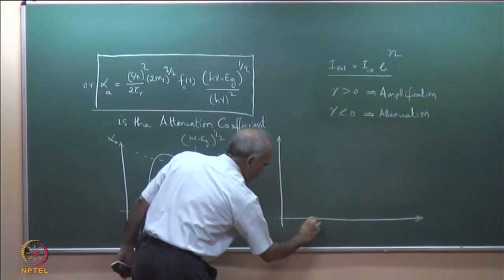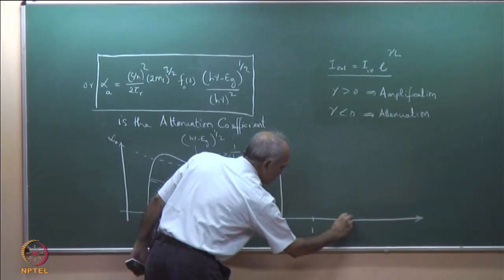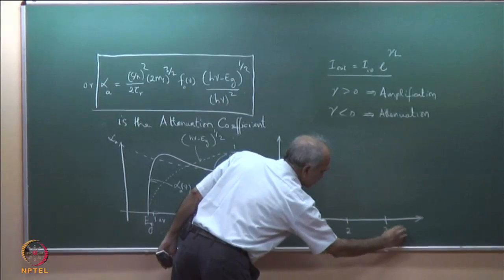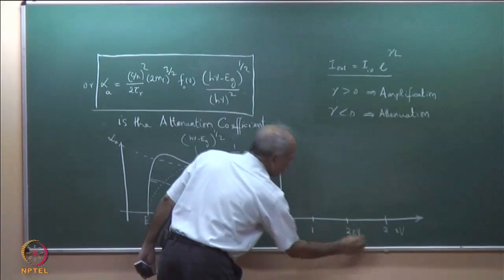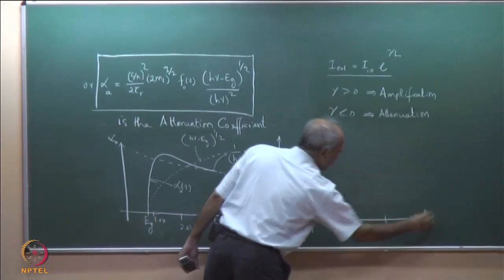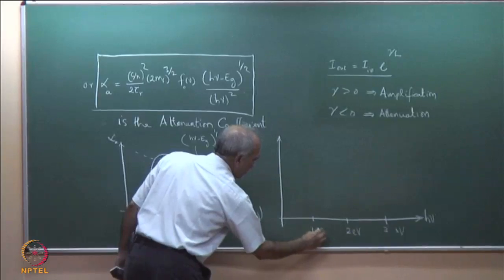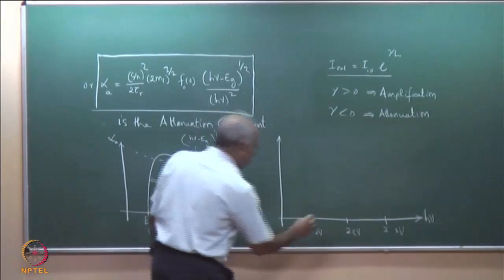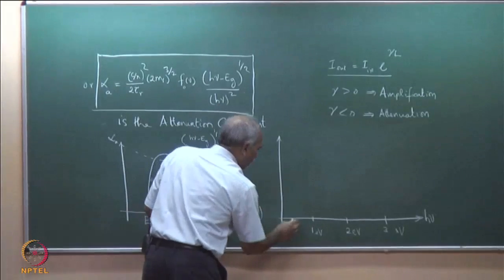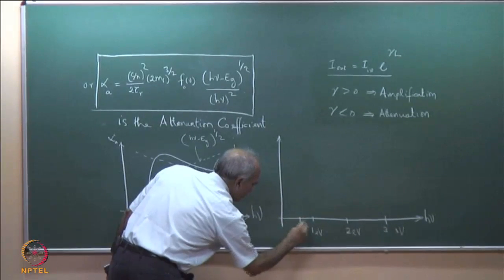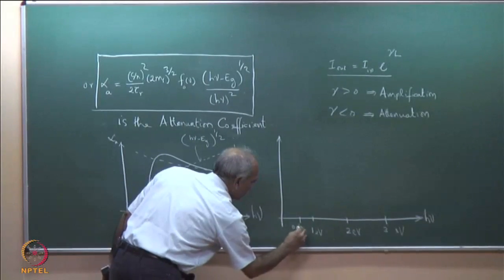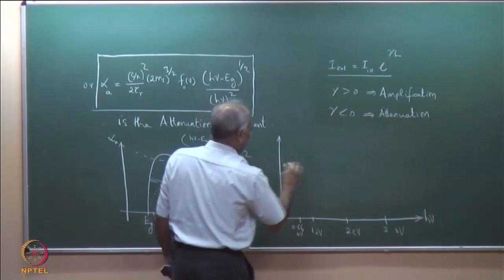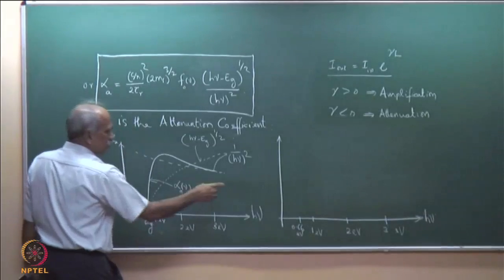So, let me again put 1 eV, 2 eV. This is h nu, photon energy, versus gallium arsenide. Let us start with the lowest one. Germanium is 0.66 eV. This is germanium. Let me plot typical numbers here.